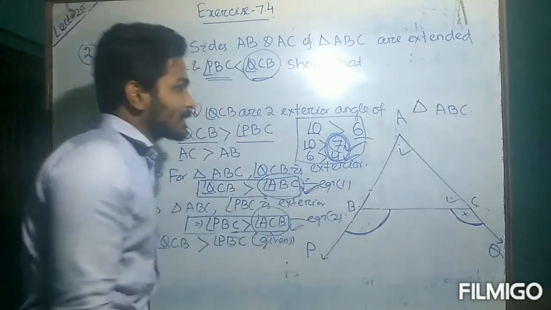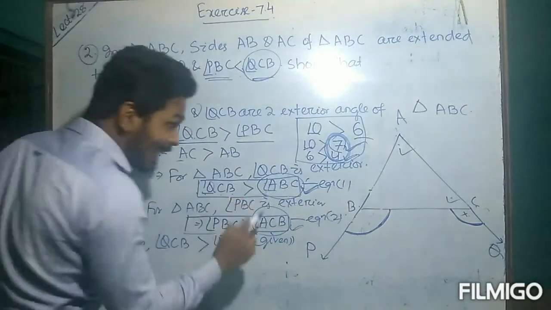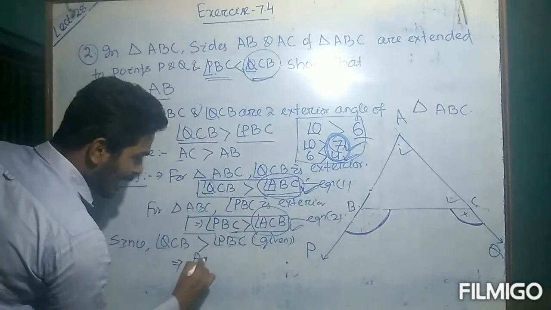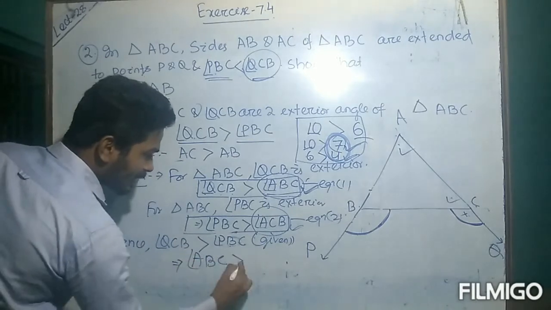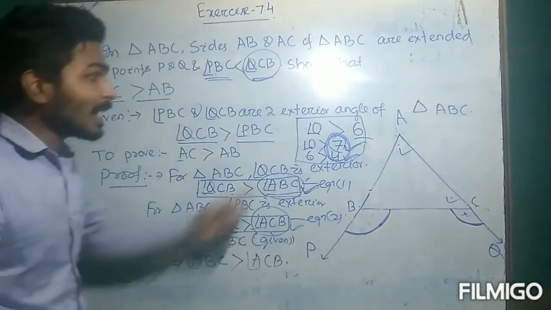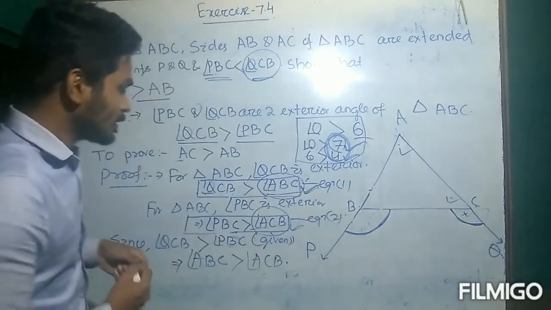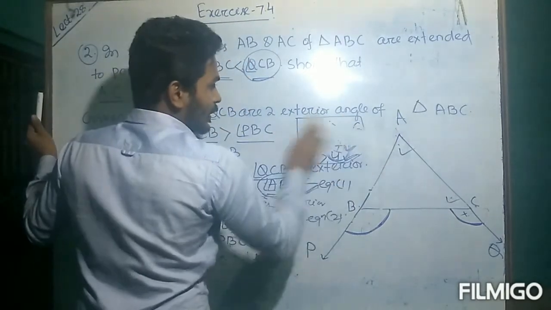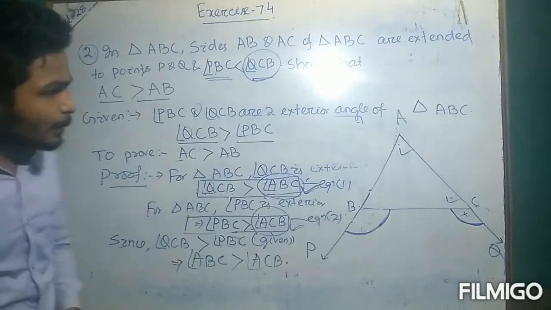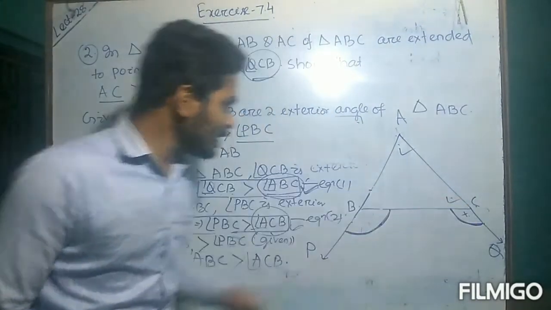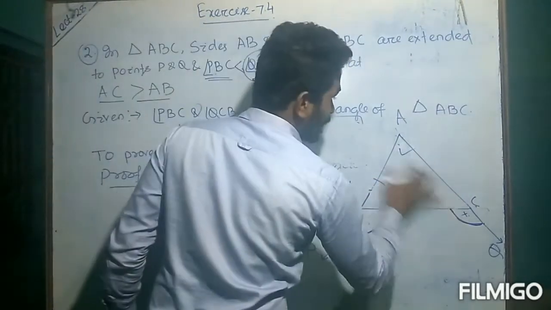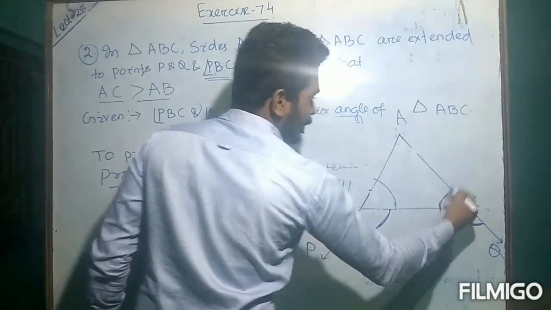That's why I have taken an example, so that you can simply write that angle ABC is greater than angle ACB. Do not write the example in the examination hall. No, this is for your understanding. So finally we have proved that angle ABC is greater than angle ACB.